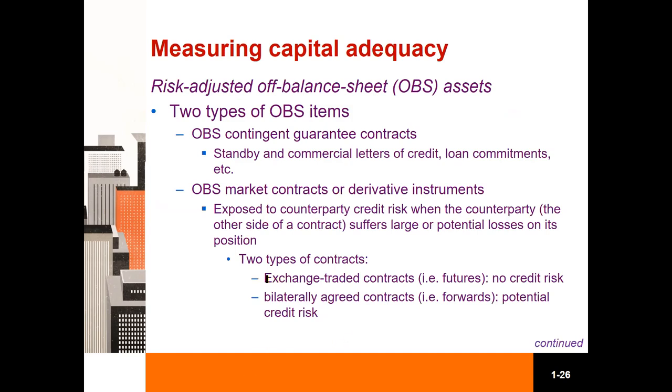One additional point I want to tell you here is that these off-balance sheet activities, contracts, can be of two types. One is the exchange-traded contract, another is the bilaterally agreed contract. Exchange-traded contracts, for example futures, are mostly standardized contracts. They are traded in organized exchanges. That's why they typically do not have credit risk. On the other hand, the bilaterally agreed contracts, for example forward contracts, are mostly customized, and the contracts are made between two parties. They are typically not traded in organized exchanges. That's why they have credit risk.